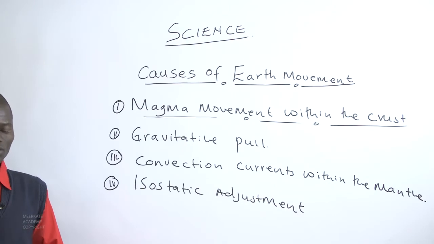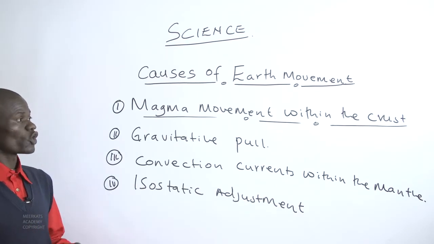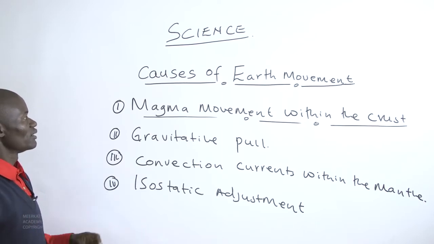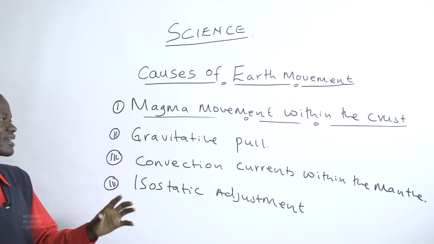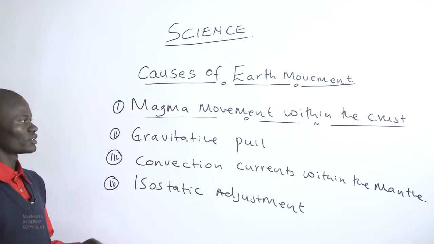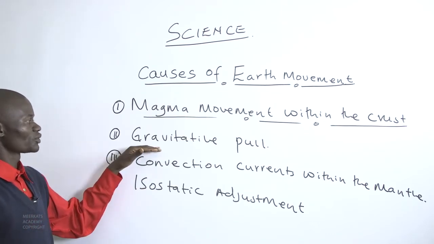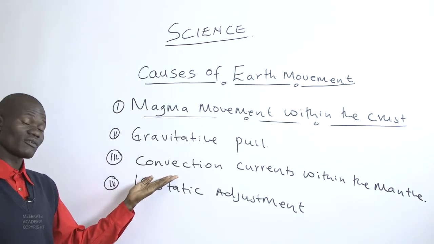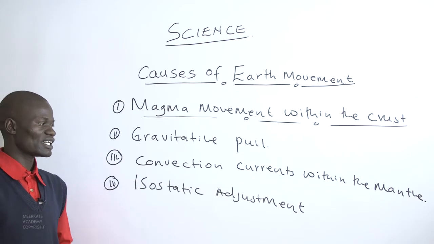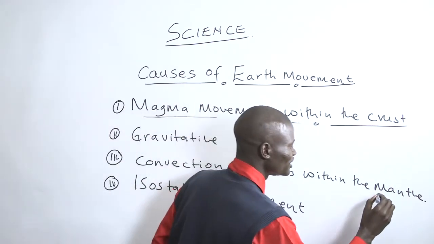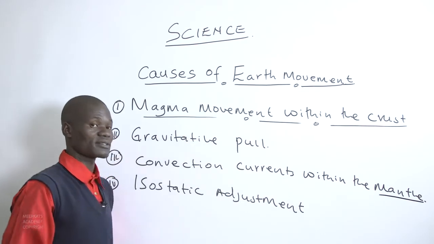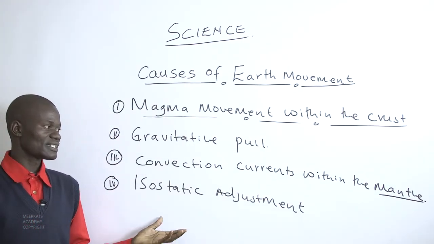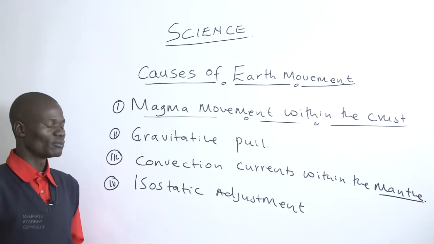These are the various causes that tend to cause earth movement, as they have been advanced by scientists. We find that magma movement within the crust triggers some of the earth movement. We also have the gravitative pull or gravitative pressure, and then the convectional currents within the mantle. Remember, the mantle is part of the earth. We also have isostatic adjustment that tends to cause earth movement.